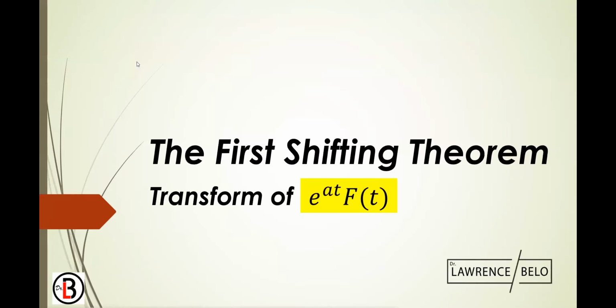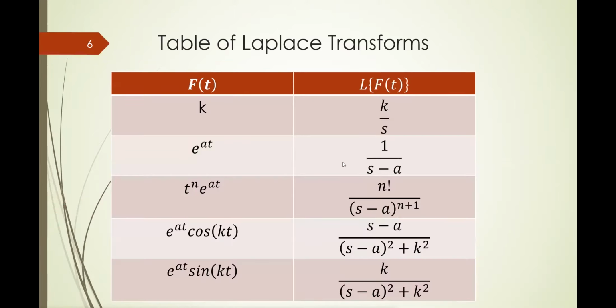Okay, and then the first shifting theorem. So when you have the form of e to the at times the function of t, how do you have that? In here is the table of the Laplace transforms of those with e to the at. So basically applying the shifting theorem, you'll have an s minus a. For every letter s, it becomes an s minus a.